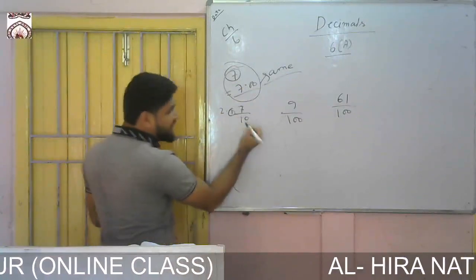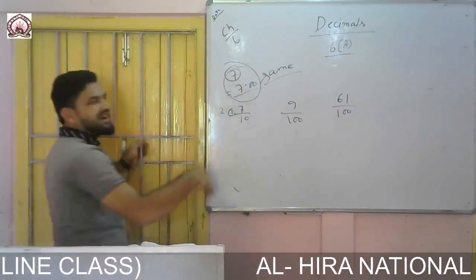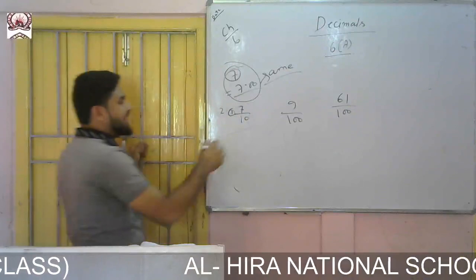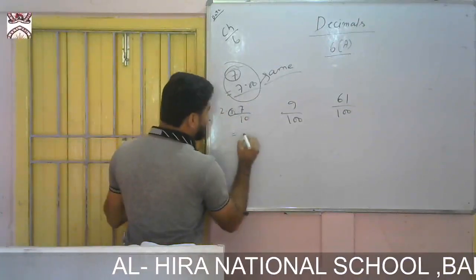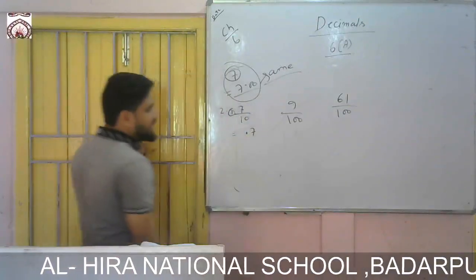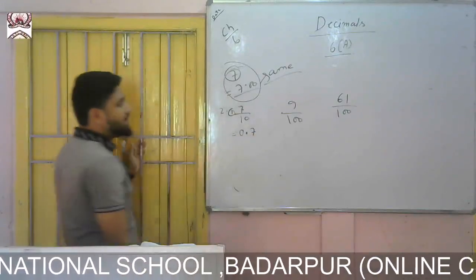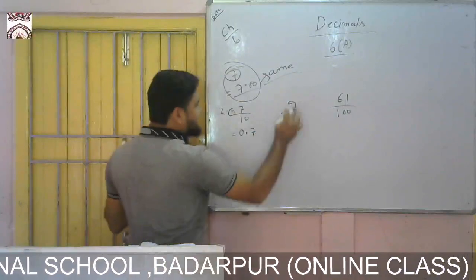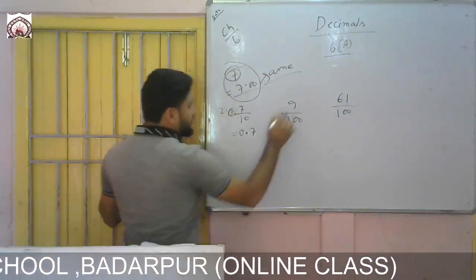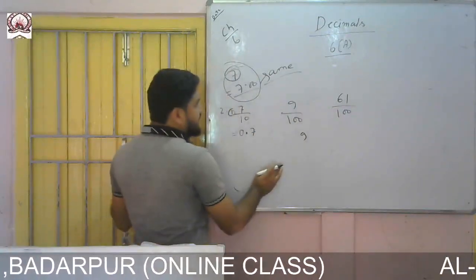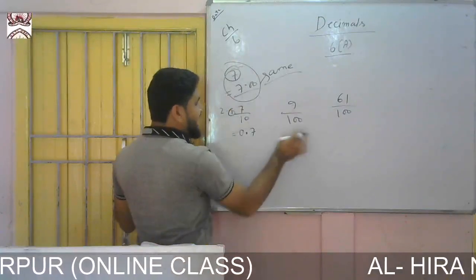Now due to 10, the point will go to the left of the 7. It will come here. So it will be 0.7. Now 9 by 100: there are 2 zeros, so the decimal place will shift 2 places.